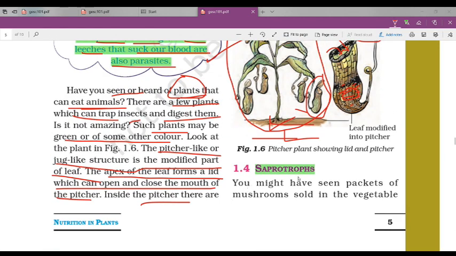Now we will study saprotrophs. Okay, Bacho, you can breathe for a second. Then we will start again the new topic, saprotrophs.